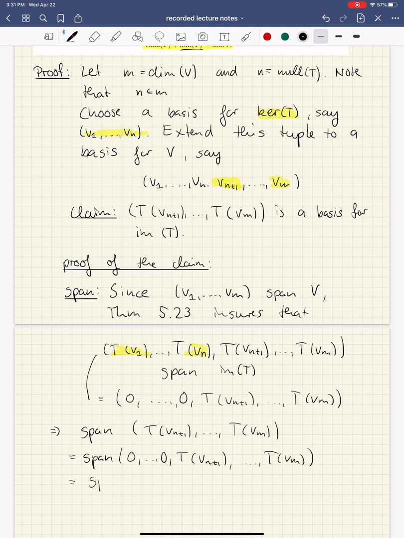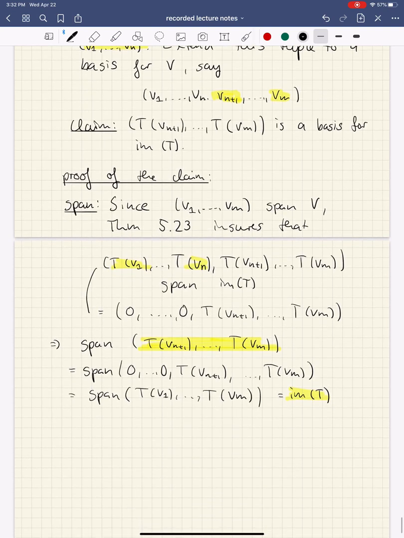Well, and then this is the span of T of V1 through T of Vm. And we said that this tuple spans the image. So this means this is the image of T. So we get that this tuple here spans the image, which is precisely what we wanted to show. Okay.